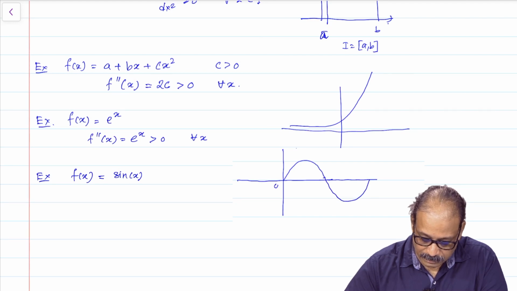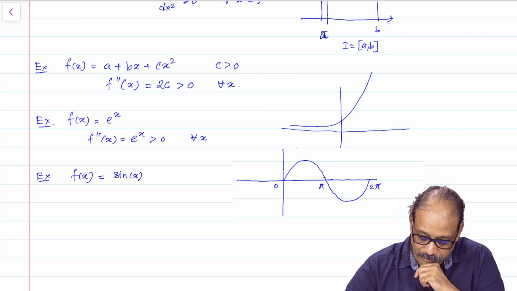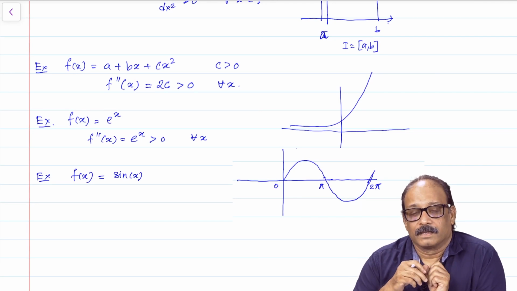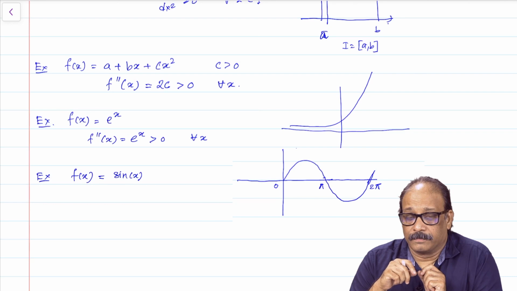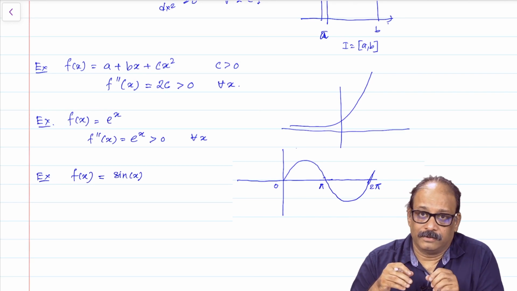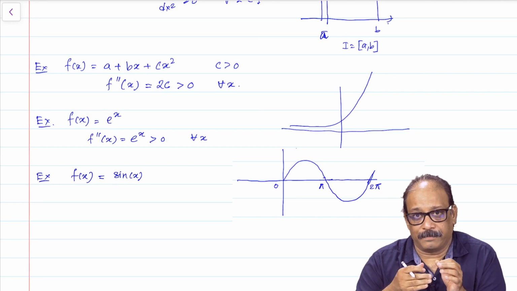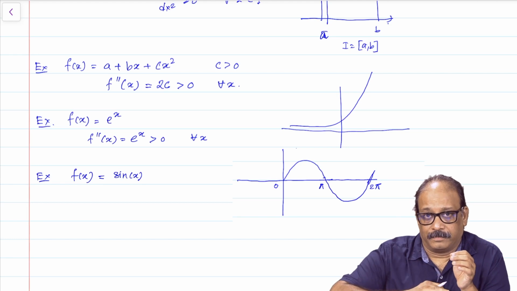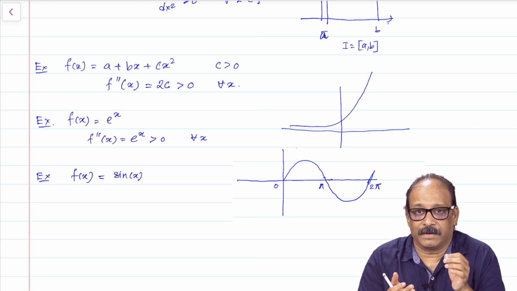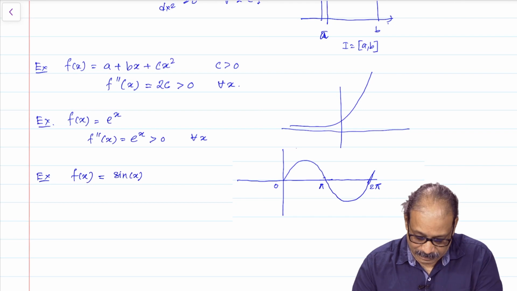Okay. So, you have 0 here, this is pi and this is 2 pi, and of course, beyond 2 pi also the function will rise again. Is this function convex? No, it is not. You can immediately see that its shape is in some parts like a concave shape and in some part it is like a convex shape.